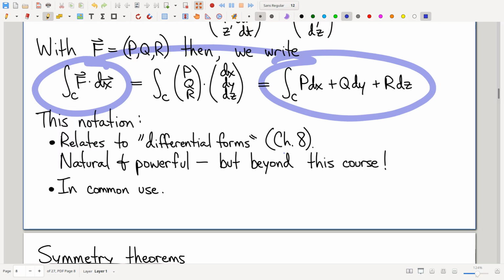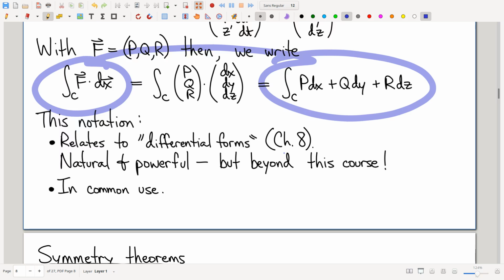It's a lot more to write out. It takes up more time. It takes up more space on the page. And frankly, in Math219, this isn't going to buy us any. This is not going to extend our capabilities for vector line integrals. It's not going to streamline computations. So why am I showing you a notation that we're not going to use at all?